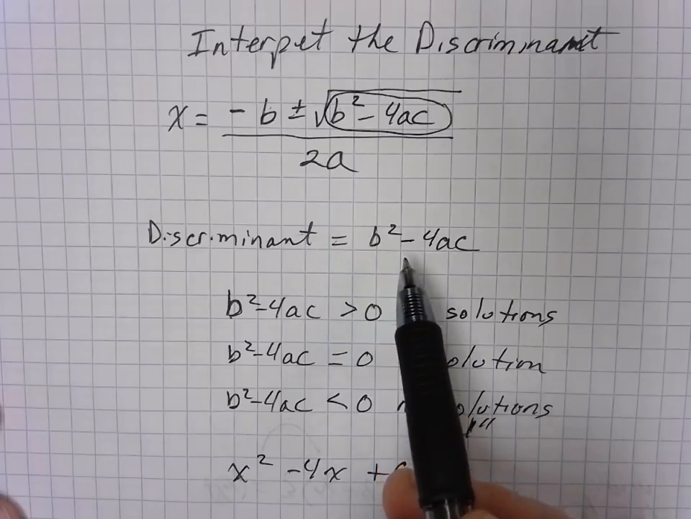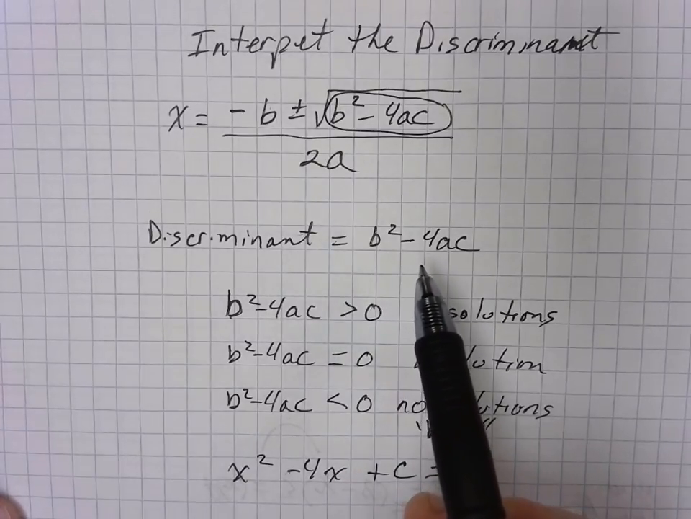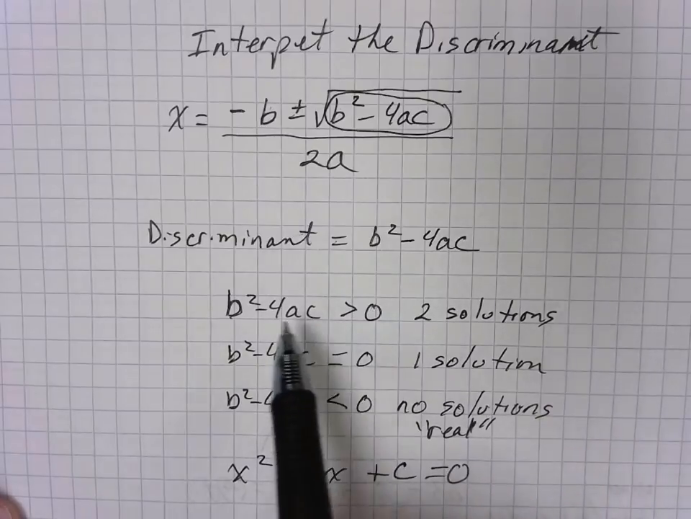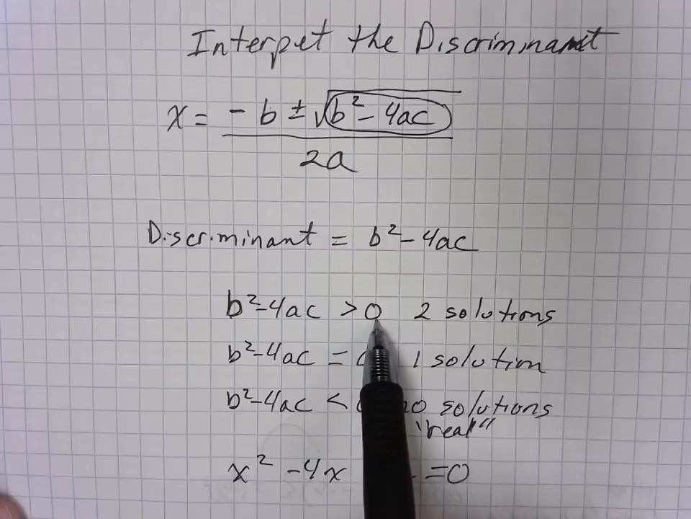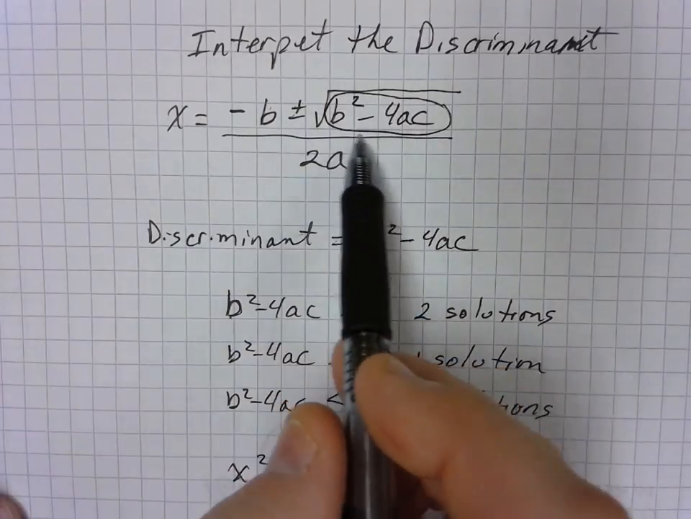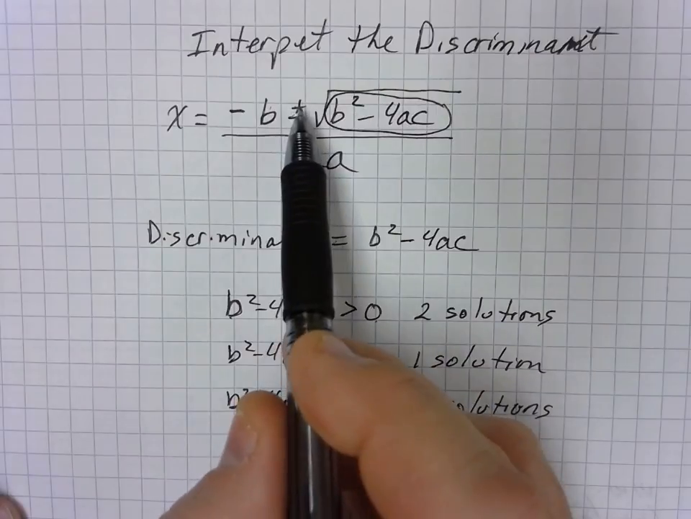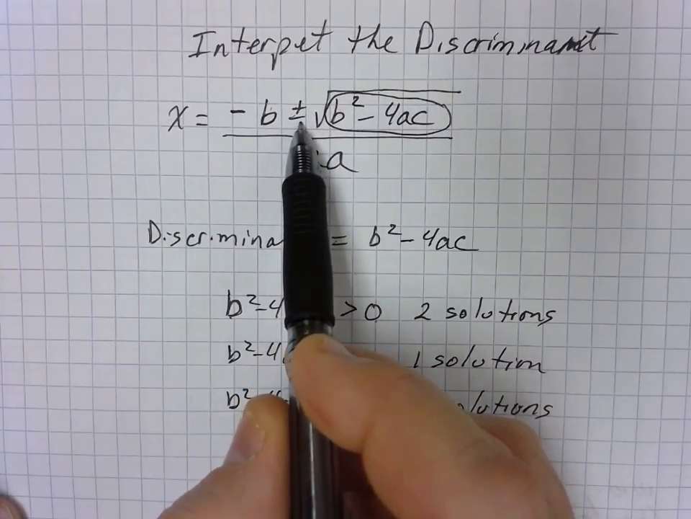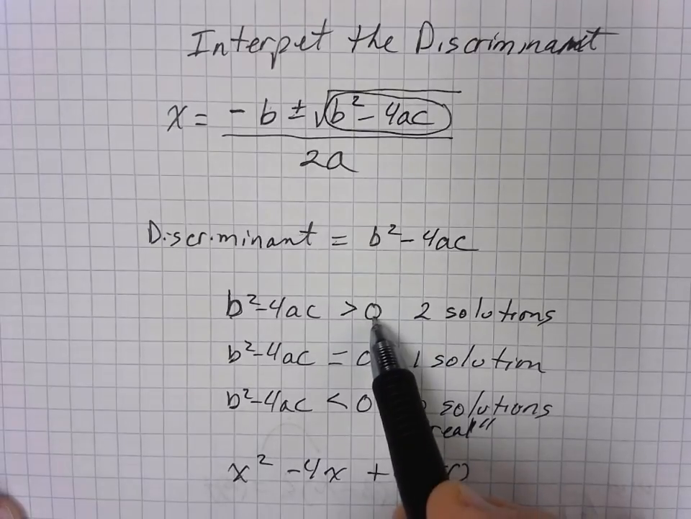The primary purpose of the discriminant is to tell us how many solutions we end up having in our quadratic. And you can see right here, if your b squared minus 4ac is greater than 0, that means you have a positive value sitting underneath the radical here. When you take the square root of it, you're going to have two solutions, one plus, one minus. And that's how we end up with two solutions where our discriminant is greater than 0.